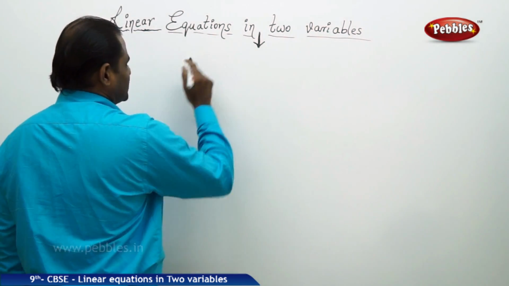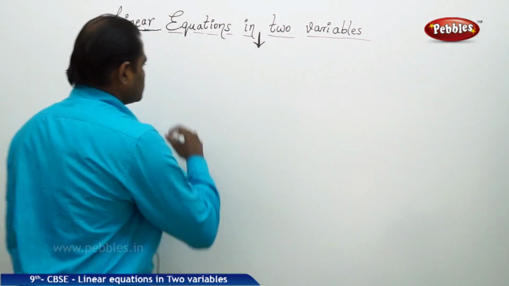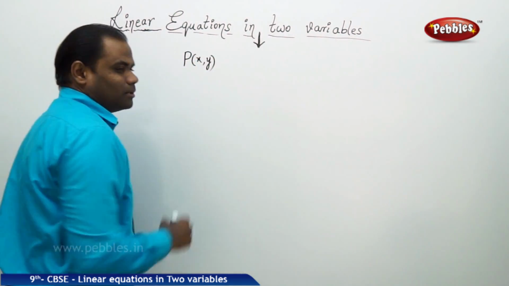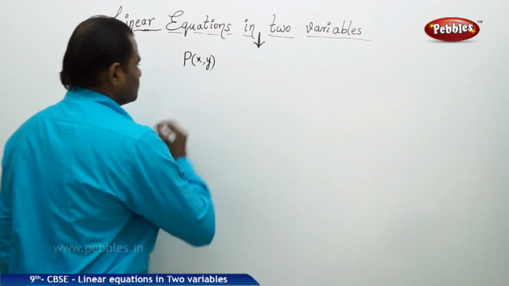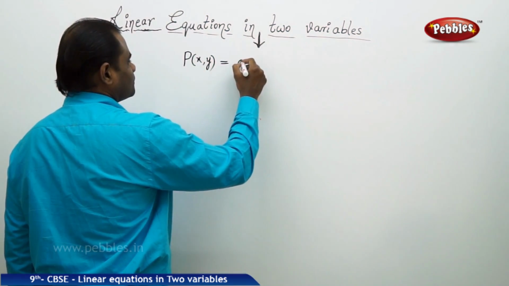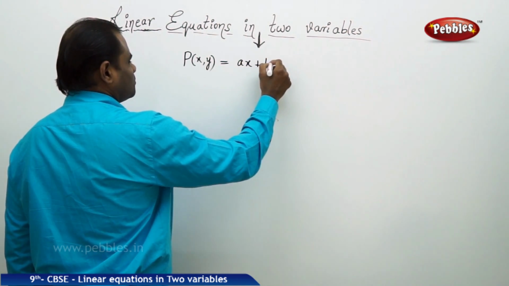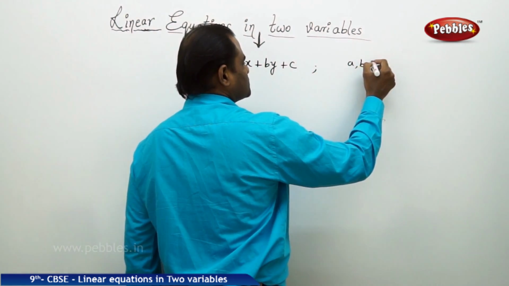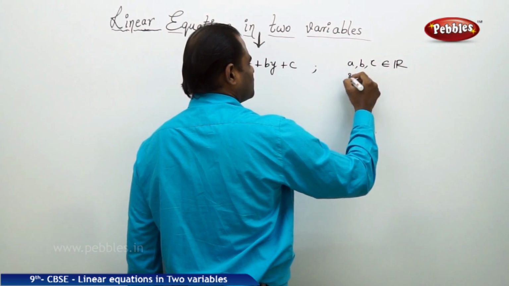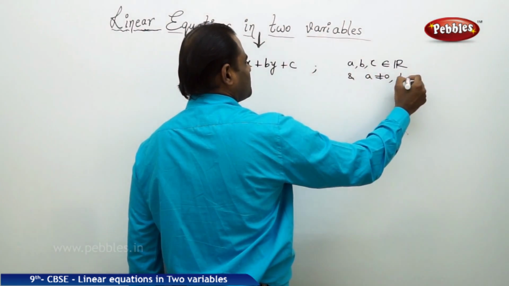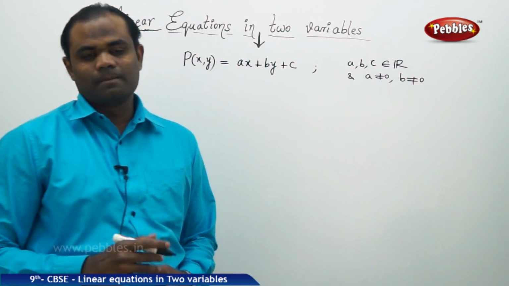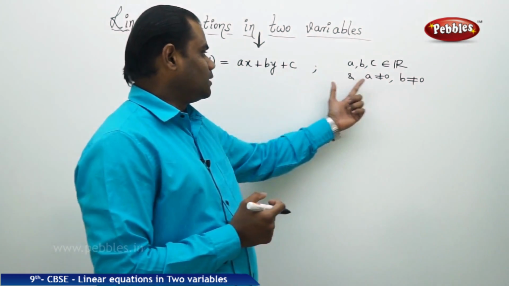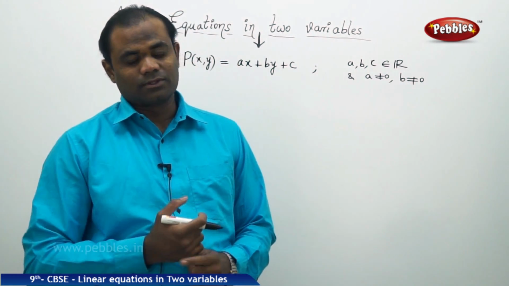So let's recap with the linear polynomial, which is defined as follows. A polynomial p of x comma y is said to be a linear polynomial in two variables x and y if it is equal to ax plus by plus c, provided all the constants a, b, c belong to R and a not equal to 0 and b not equal to 0. That is how we define a linear polynomial.